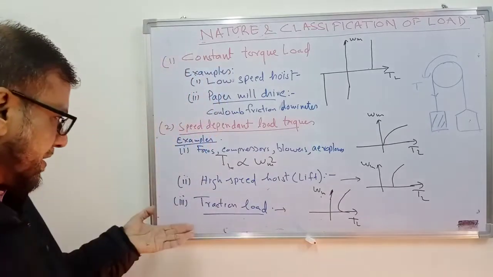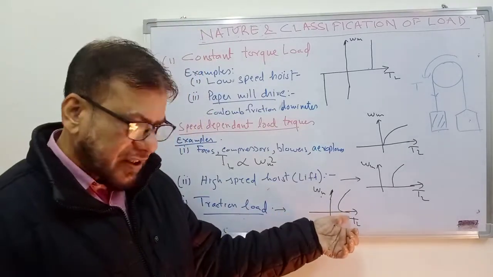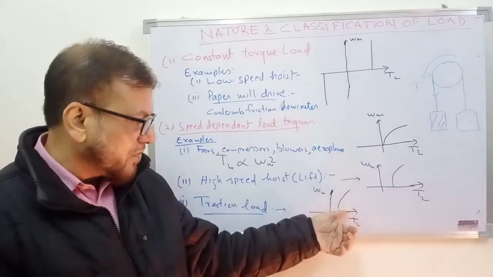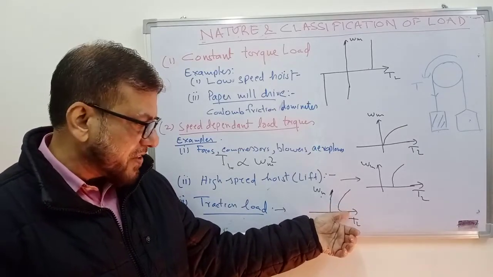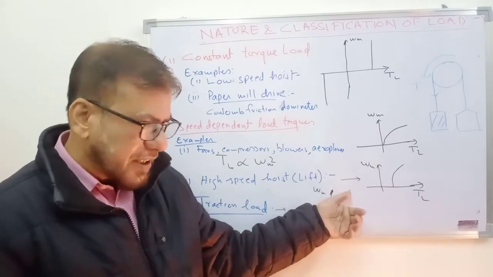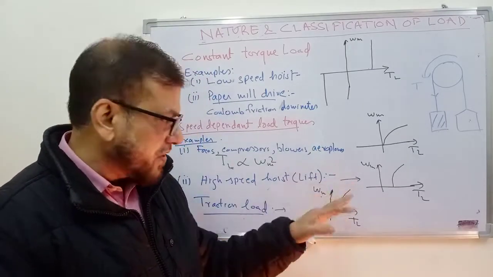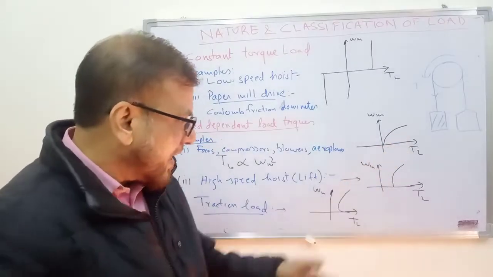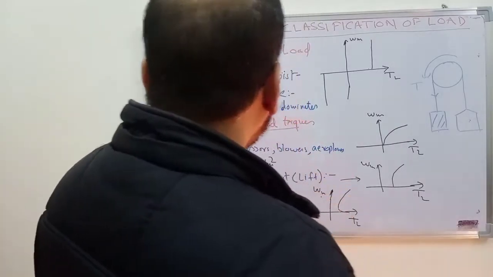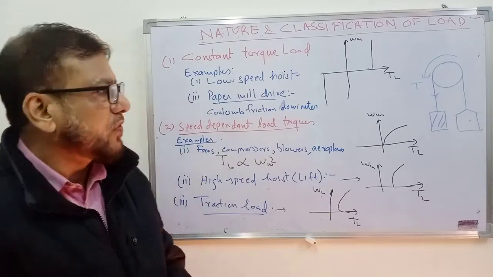Similarly, the traction load, the train or the trolley or the car: in the beginning static friction is there, and as the bike or the train catches speed, the load torque first decreases because static friction is decreasing. After a certain speed, static friction disappears, and the other components of the friction, that is the viscous friction and the wind friction, start increasing, and as the speed increases, the torque also increases. So in this way you can classify the various loads as constant torque loads and speed dependent load torques.